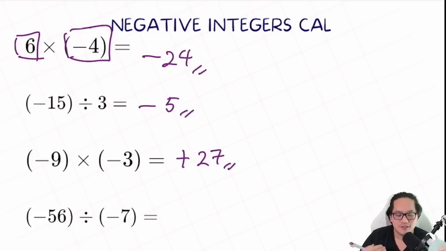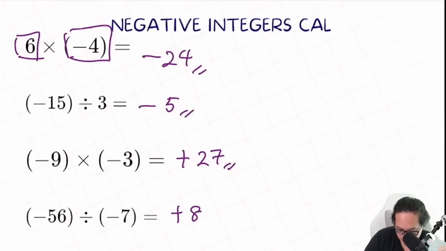Next example. Negative 56 divided by negative 7. Again, two negatives divided by each other. So we know that the answer is going to be positive. 56 divided by 7 is equal to 8. So our answer is going to be positive 8.